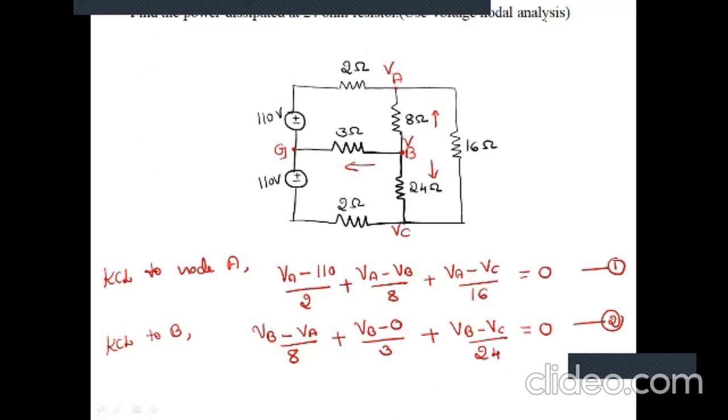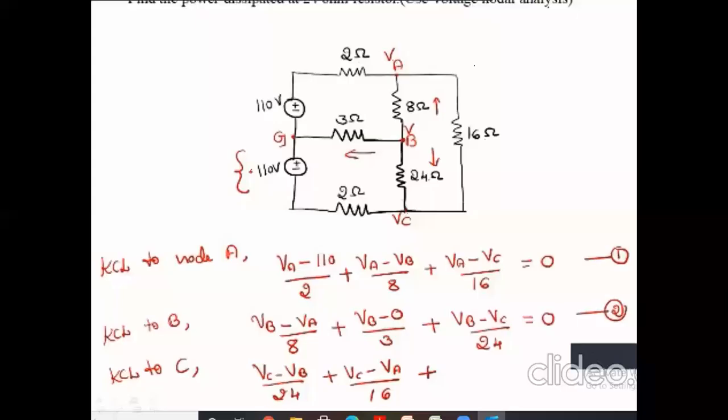Next, coming to node C: VC minus VB by 24. Then C is connected to A: VC minus VA by 16. Let me write them: VC minus VB by 24 plus VC minus VA divided by 16. And the next one, here comes the tricky part. You have to consider the branch CG.